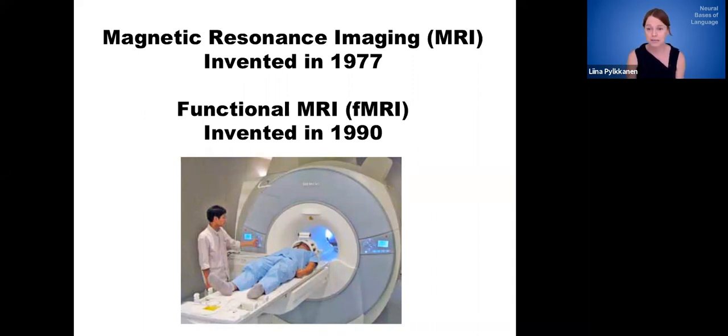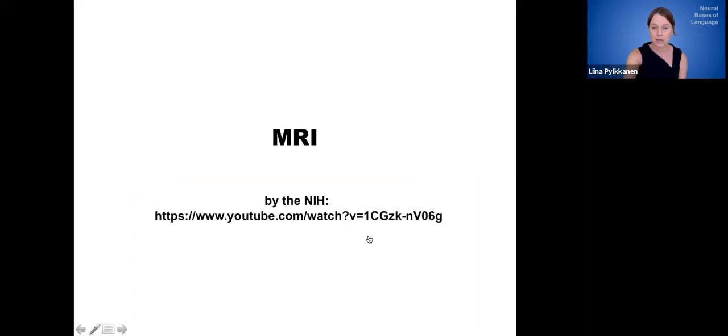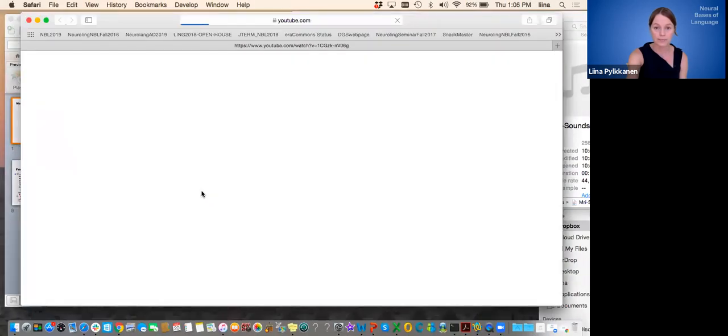So MRI, the basic MRI technology, was invented in the 70s. And fMRI is very new. So it was invented in the early 90s. And so in the course of the 90s, this type of research started to become more common. But the entire literature using fMRI is relatively new. So just something useful to keep in mind. So let's watch a little video from the NIH just as a warm-up.